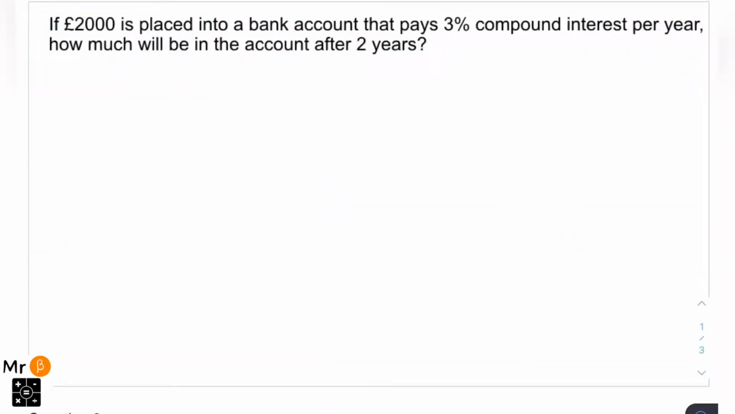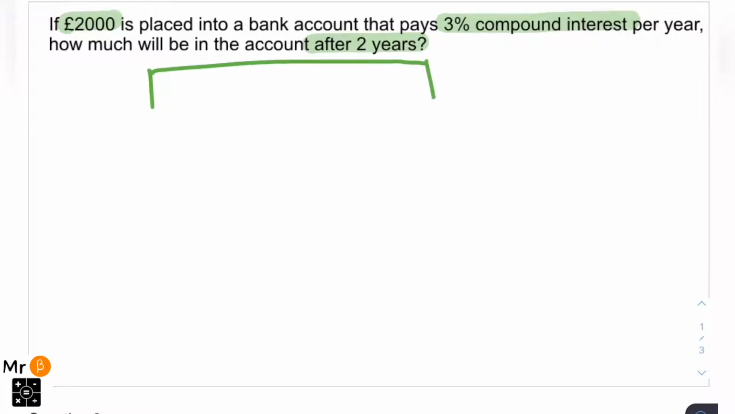So today we're going to be looking at compound interest and also depreciation. Interest is when you're increasing, depreciation is decreasing. So this is slightly different to that simple interest topic we've looked at previously. So the question says there's £2,000 in the bank which pays 3% compound interest per year, and it wants to know how much is in there after 2 years.